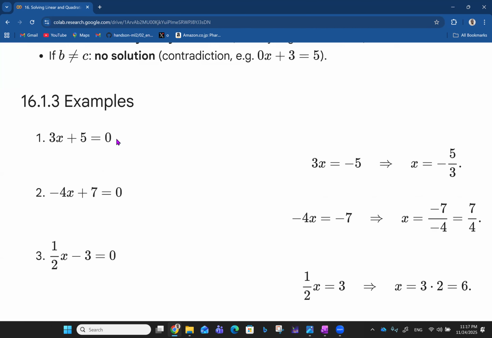So 3x plus 5 equals 0. So of course, subtract 5 from both sides. So you have 3x equals minus 5. Divide both sides by 3. So you have x equals minus 5 over 3. It's just straight to the point.